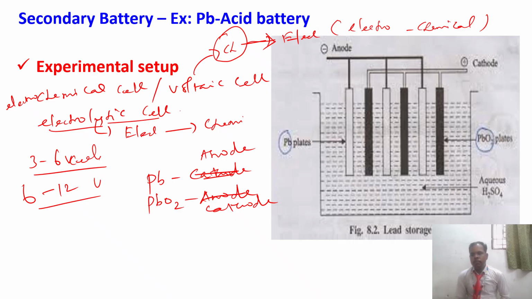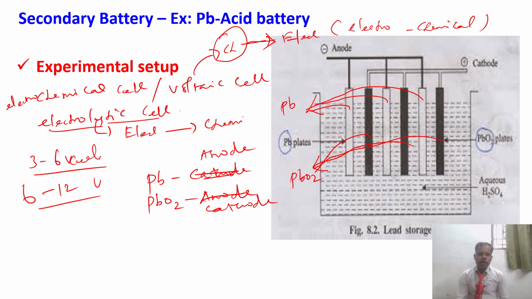In this case, a number of lead plates are connected in parallel. You see that these are all the lead plates: this one, then this one, then this one. So these three are lead plates. The number of lead plates are connected in parallel, and also a number of lead oxide plates are connected in parallel. The black shade should be the lead oxide plates. These various plates are separated from the adjacent ones by an insulator, like rubber or glass fiber.